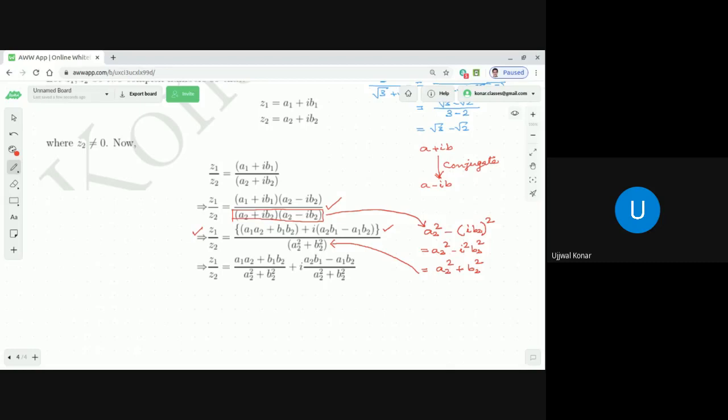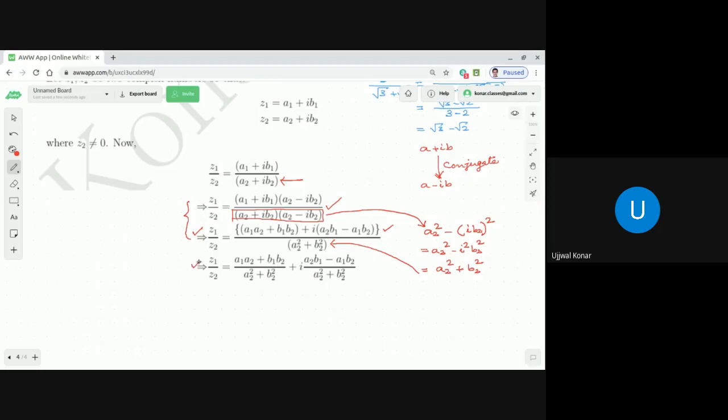In these steps, what we have achieved, dear students, is that initially in the denominator there was a complex number. That means there was an imaginary part. It was not a purely real number. But what we did in these two steps is make the denominator a purely real number. And why is it so? That is going to give us the advantage in the next step.